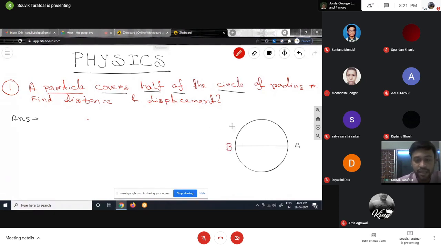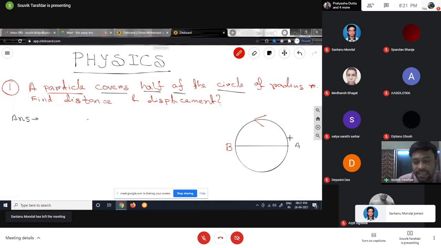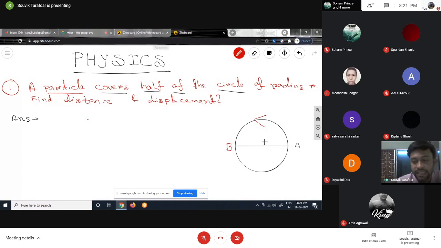Let me tell you, students, the particle is moving in a circle, that you need to remember. Particle moving in a circle means it is taking the circumference. The path is the circumference. From A to B, it's not going straight like this. It is going from A through this circumference, through this perimeter, to B. In that case, they are asking to find distance and find displacement. These two things we need to find.